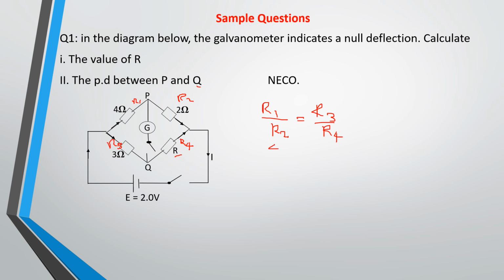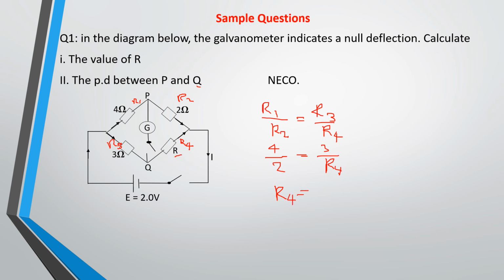R1 is 4 ohm, and this is R2, which is 2 ohm, is equal to R3, which is 3, and this is your unknown, R4. That's your unknown. So just make that the subject of your formula so that you have your answer readily.